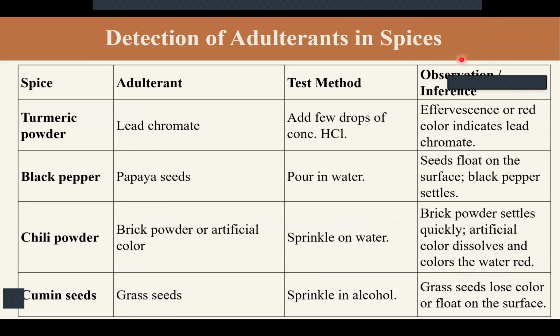Now, moving to the adulterants in spices. Turmeric powder is the first spice. The adulterant is lead chromate. We're going to add HCl. The effervescence or the red color will indicate the presence of lead chromate.